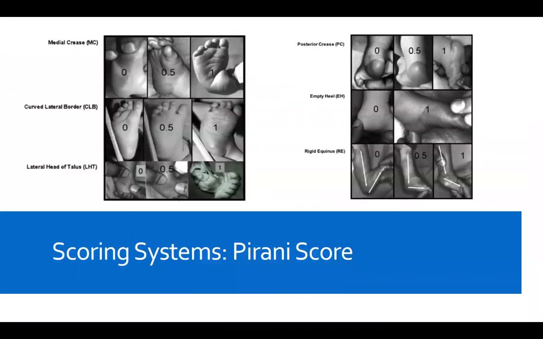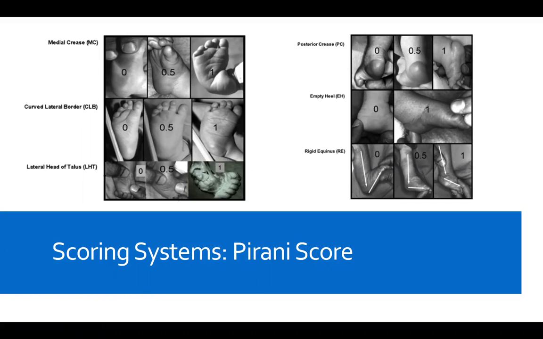We'll start with the Pirani score. So the Pirani score was actually developed by Dr. Shafiq Pirani to assess clubfoot at both the initial presentation and help monitor the treatment progress. It's actually comprised of two different scores. We have a midfoot and hindfoot score that can each receive a maximum score of about 3. And you can combine both these scores to give you the final Pirani score with a maximum severity of 6. There are individual components that are divided into a scale from 0 to 0.5 to 1.